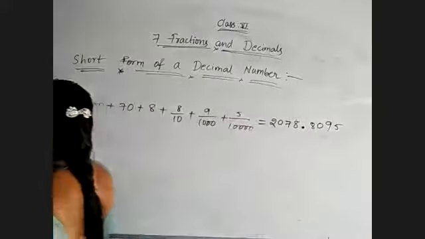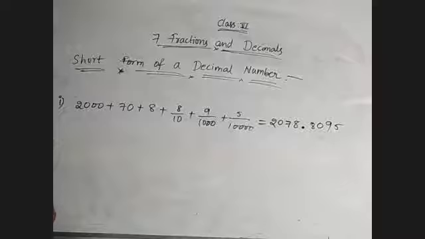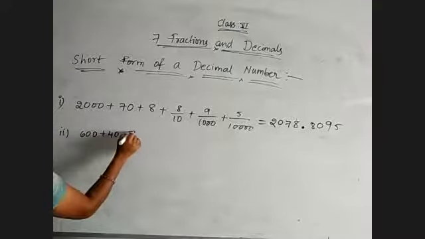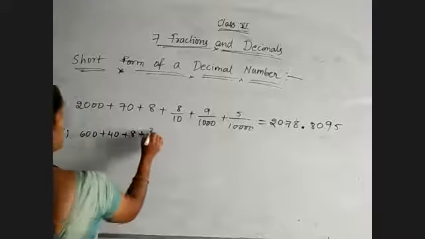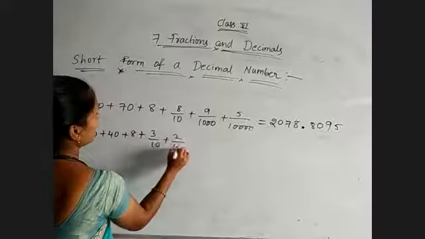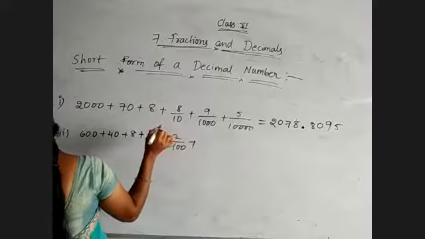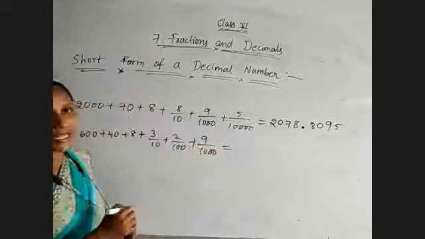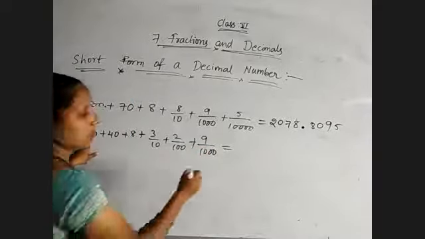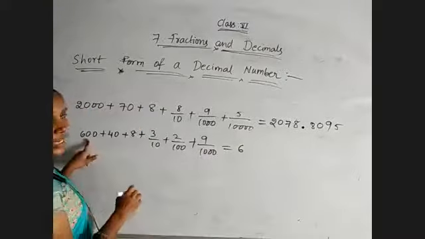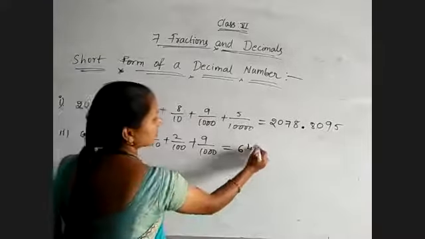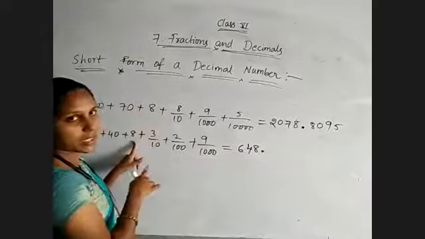Now for suppose I have a number like this: 600 plus 40 plus 8 plus 3 by 10 plus 2 by 100 plus 9 by 1000. So it is given in expanded form. We must write it in the standard form. So 6 is in hundreds place, 6. After hundreds place, tens place we must get, so 4 is in tens place. Next, 8 is in ones place. All these come under the whole number part, 648.